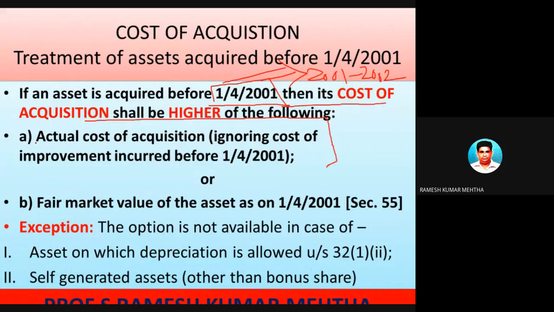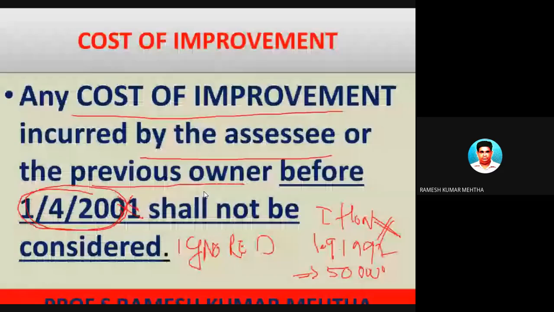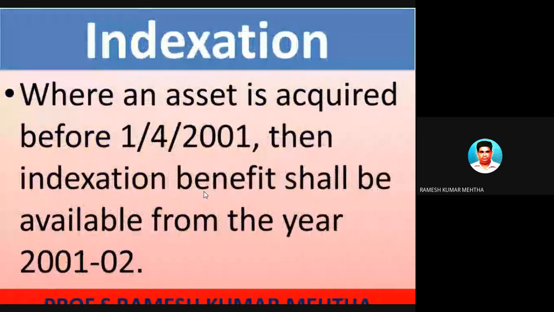Already we have done cost of acquisition, ignoring cost of improvement incurred before 1/4/2001, and/or fair market value of the asset on 1/4/2001, whichever is higher, is to be taken as cost of acquisition. So this is also over. Where the asset is acquired before 1/4/2001, the indexation benefit shall be available from the year 2001.